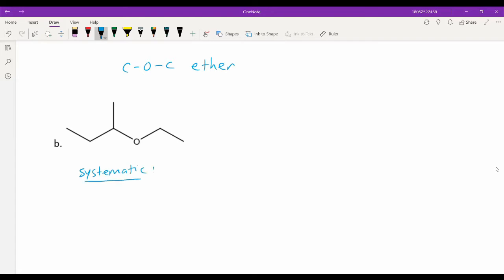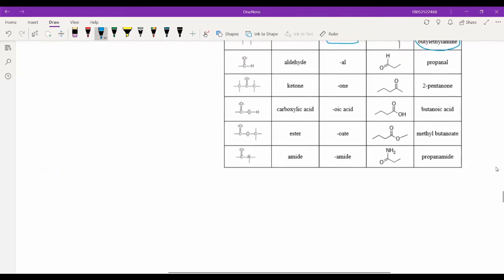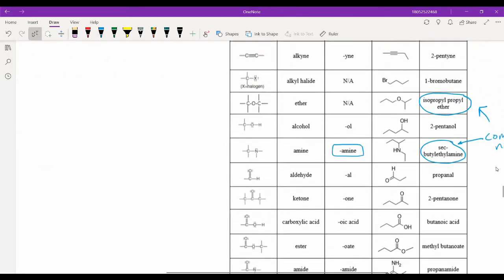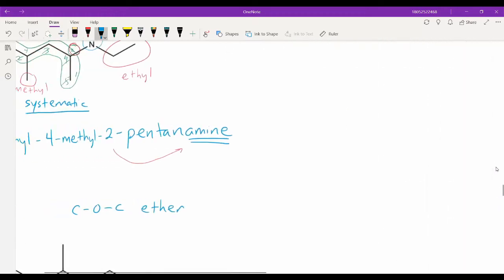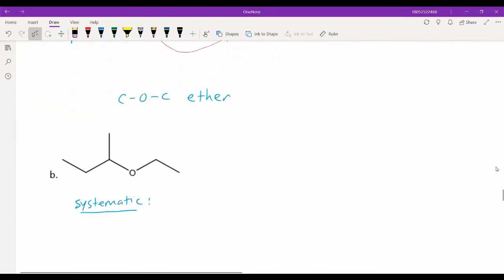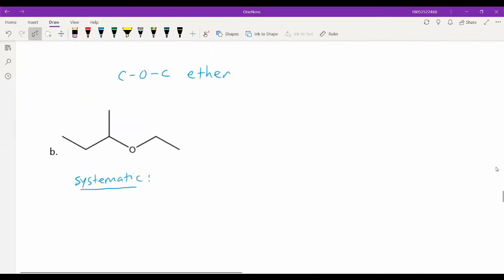And in this way, there's actually no suffix. If you look at the table, it shows you for an ether here, there's no systematic suffix. In this case, it's a little bit different because the oxygen group of the ether is named as a substituent.